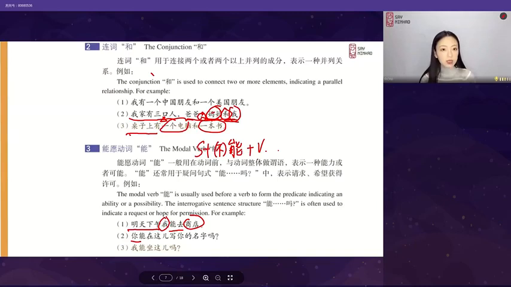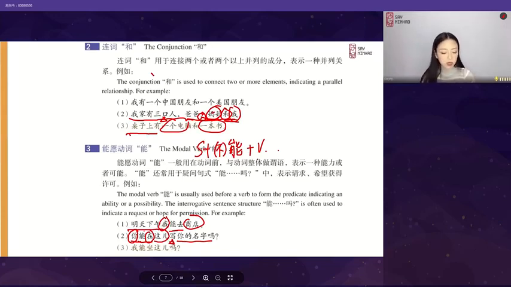你能在这儿写你的名字吗? Okay, let's see the structure of it. First one is the subject, 你, and then is 能 plus a verb, 在, 能在. 在 can be a verb and it can be a preposition too. So this time it is a verb, 能在. 在 where? 在 here, 在这儿. 写你的名字吗? Can you write here? Okay, can you write here?